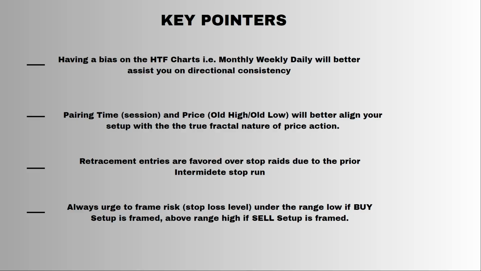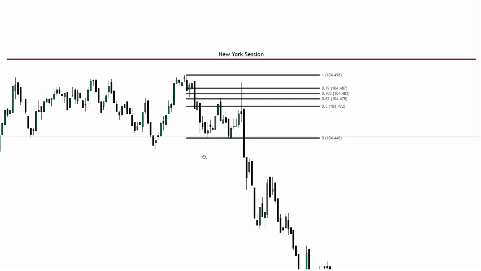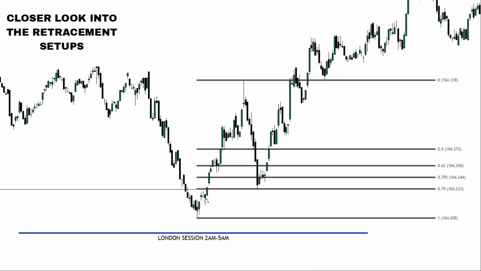Last, always frame risk with the stop loss level under the range low if a buy setup is framed, and above the range high if a sell setup is framed. Right? Let's try to go back. Okay, so buy setup. If we're buying in the 79 or the 62 to 79% retracement of this range, low to high, this is the range from low to high. So if you're buying, it says to buy here and frame your risk and your stop loss below this low.